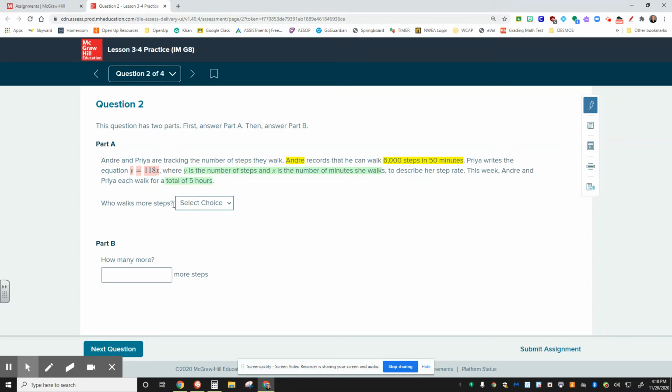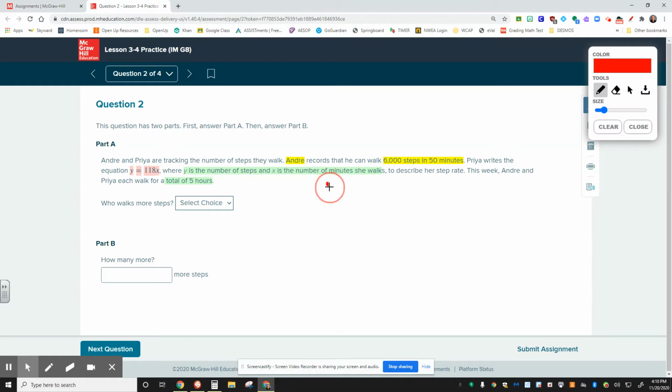Who walks more steps? I think you're going to have to figure out what Andre's constant rate is. Whereas Priya, we already know her constant rate is 118 steps per minute. So you're going to have to do a little bit of calculating there by how much more per step. Just to help you out with that piece, let's look at this. Let's get Andre an equation.